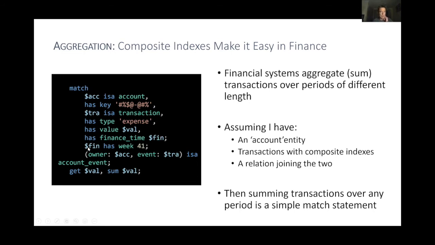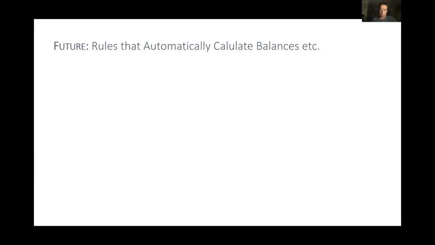And if I know that dollar fin has week 41, then I can sum all of the events that happened in that week. And here's the little account event relation that relates the owner of the account to the event. So with a simple match statement, I can do all of my aggregation, and I don't need to have background processes to sum stuff together. That can just straight be a function.